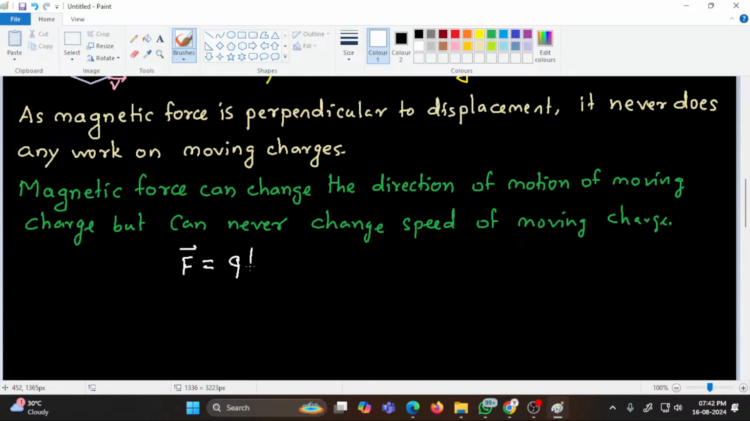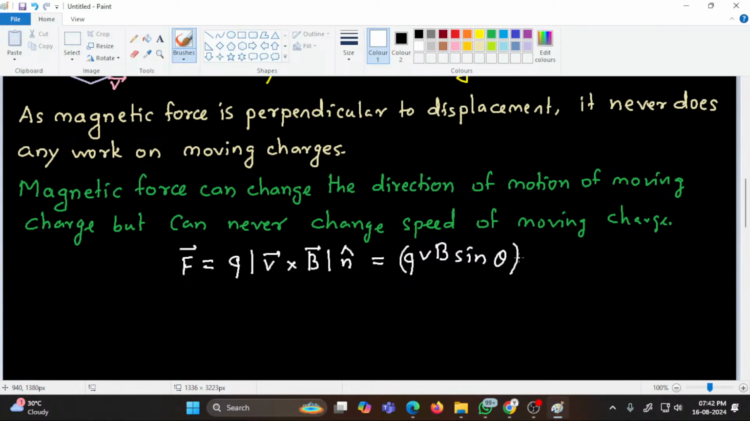V bar cross B bar, or we can write it as the magnitude of the cross product V bar cross B bar into a unit vector n cap, and that can be written as q v b sin theta. V is velocity, V is not voltage, don't confuse it with the potential difference.